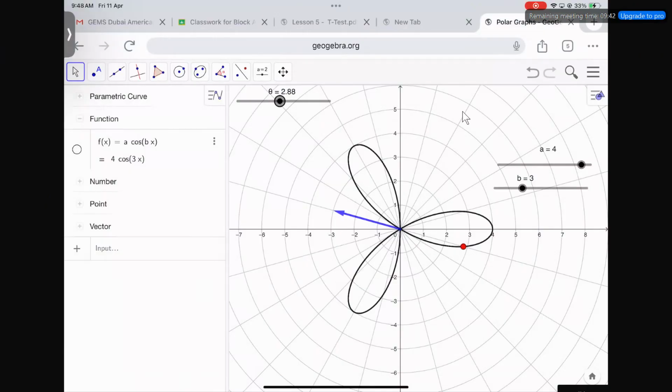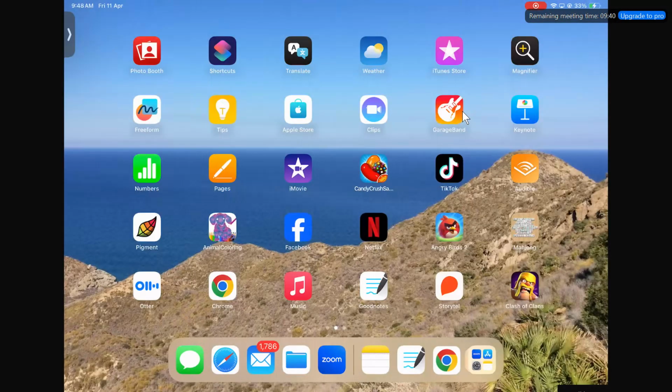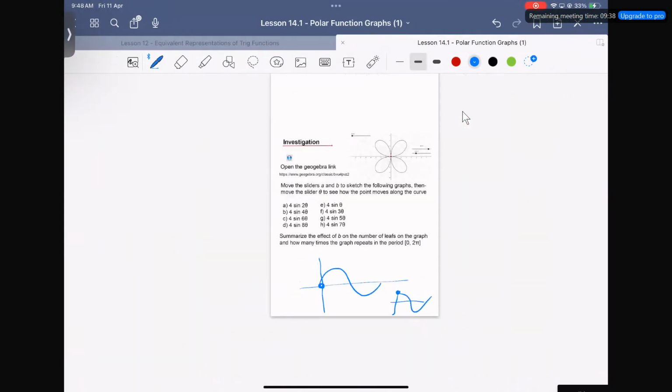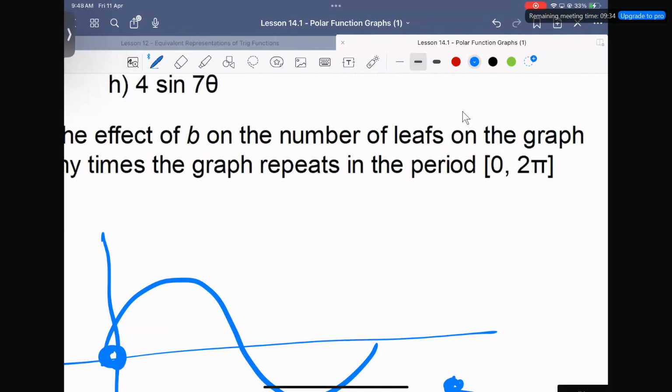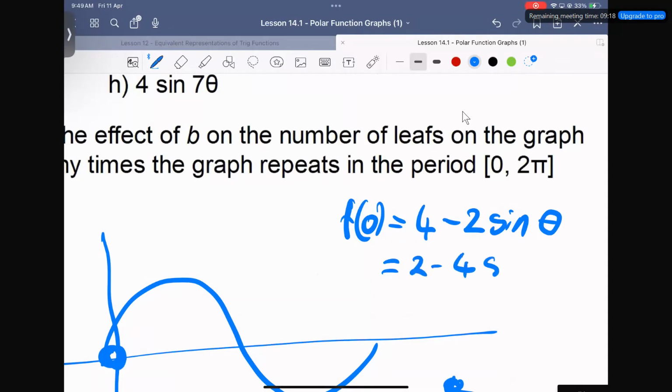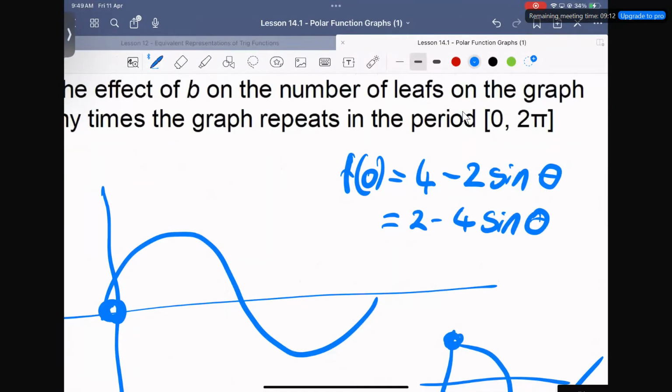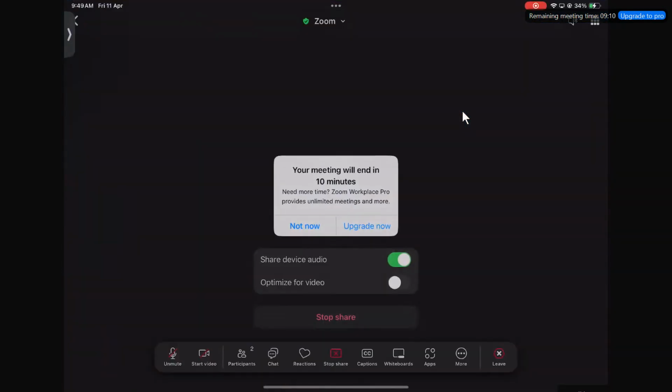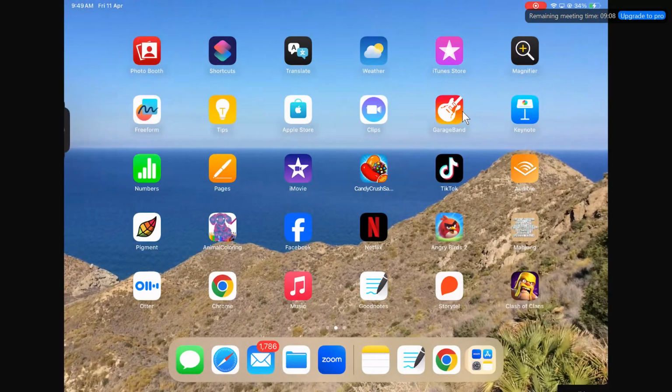So on this graph, what also I would like to look at is the function f of theta is equal to, and put a constant in here. Let's try 4 minus 2 sine theta. Now on these ones, make the b value 1. And try this 2 minus 4 sine theta. So what we can do is we can go in and edit that. I need to be in here.